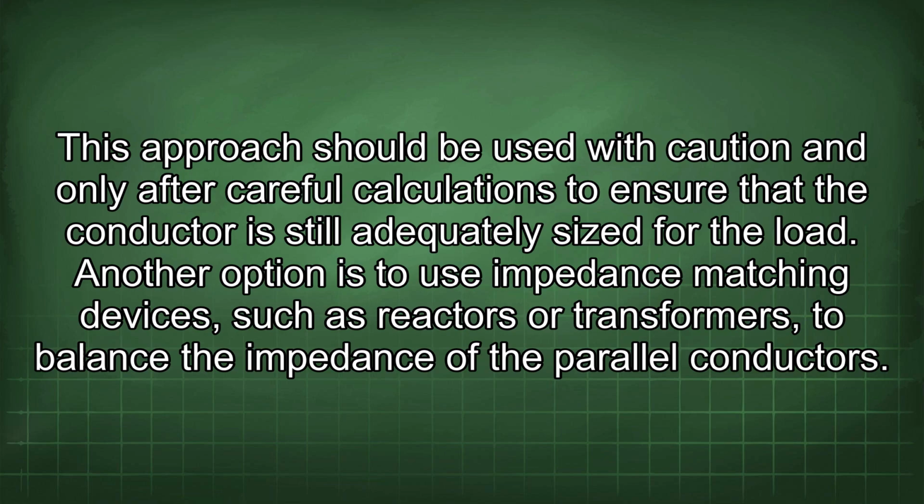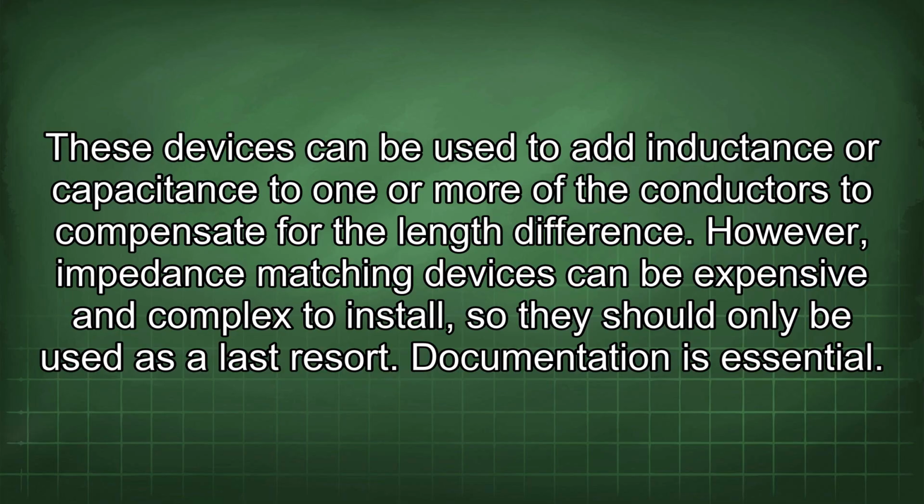sized for the load. Another option is to use impedance matching devices, such as reactors or transformers, to balance the impedance of the parallel conductors. These devices can be used to add inductance or capacitance to one or more of the conductors to compensate for the length difference. However, impedance matching devices can be expensive and complex to install, so they should only be used as a last resort. Documentation is essential.